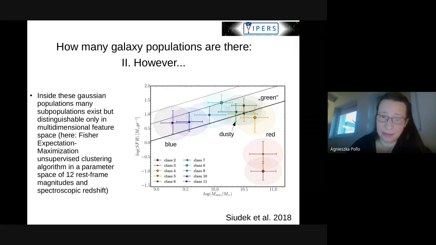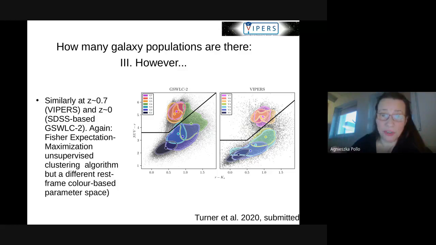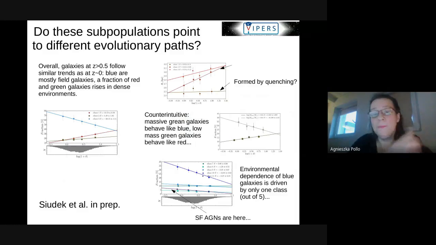Here you can see the main sequence-like plot, star formation versus stellar mass, with some blue groups of galaxies, green groups of galaxies, red groups of galaxies. And you may ask, how does it correspond to this bimodal distribution? Well, blue and green are mostly blue, red are mostly red, but still inside we have some different groups, and we find similar divisions also at low redshift. So we find corresponding groups both at redshift 0.7, 0.8 and in the local universe.